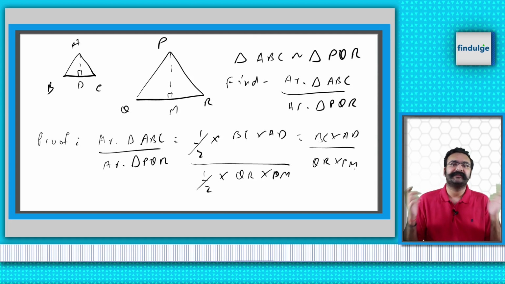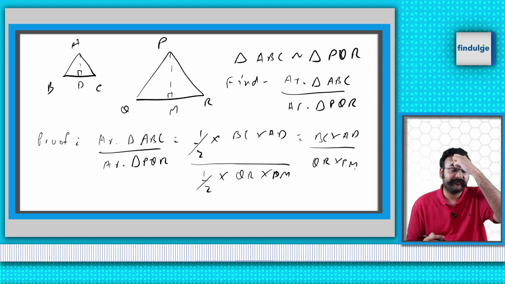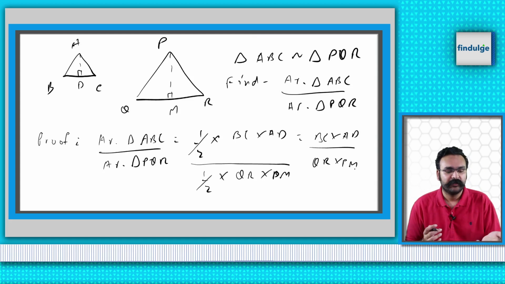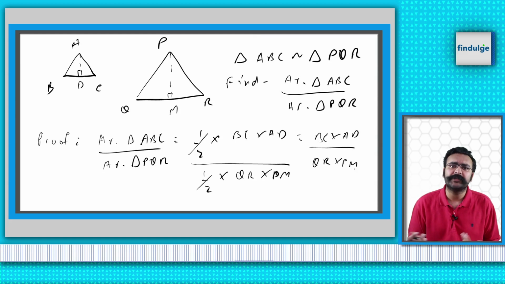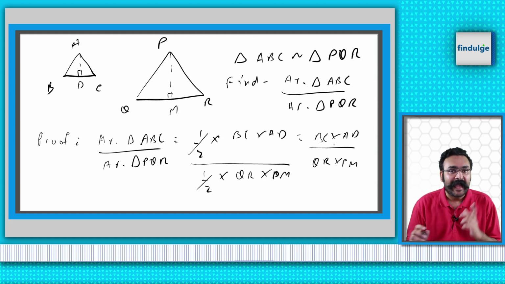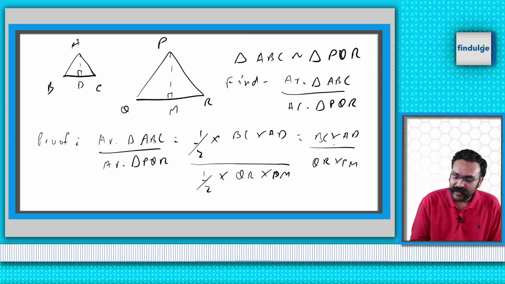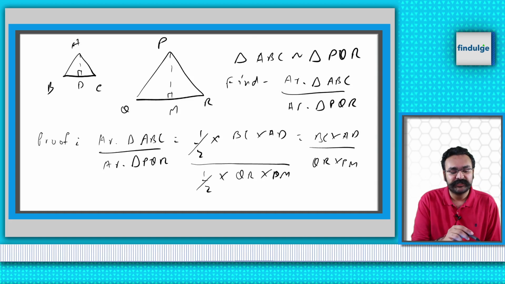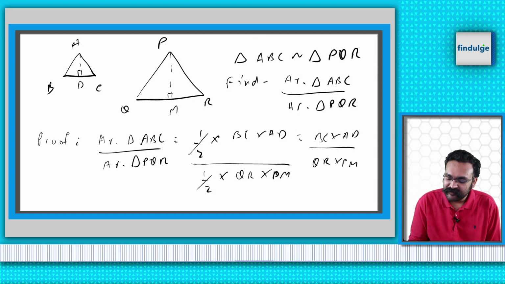Now you might think that this is the result, that the ratio of the areas is just base into height. But that doesn't give us anything, that's the ratio of any two triangles' areas. What we are going to show is we can get rid of this AD upon PM by analyzing our figure. Now it is given that triangle ABC is similar to triangle PQR.